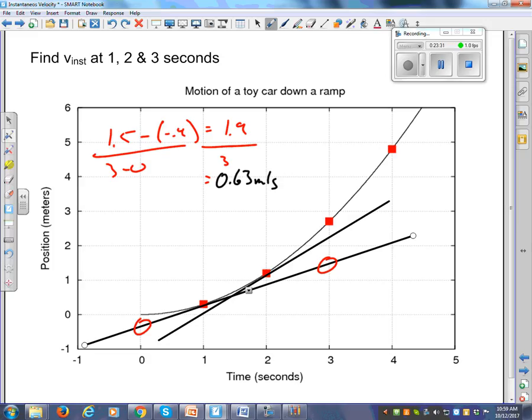Is that close enough? Yeah. Did you show the work? Did you draw the line, show me 2 points, and draw the slope? If you did that, then that's good enough.